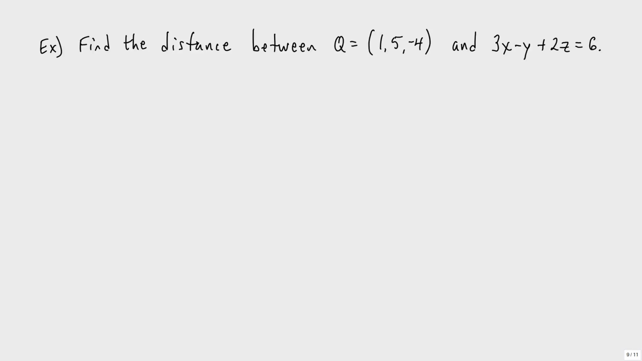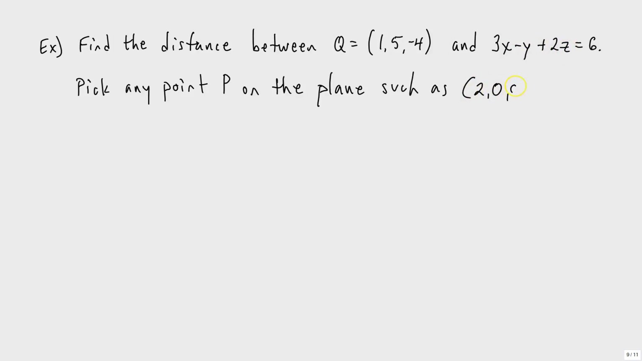So let's pick any point P on the plane, such as, well, what if y and z were both 0, then x would be 2. So then you could do 2, 0, 0, just to pick an easy point. Now let's do directed line segment PQ in standard position, 1 minus 2, 5 minus 0, negative 4 minus 0, negative 1, 5, negative 4.